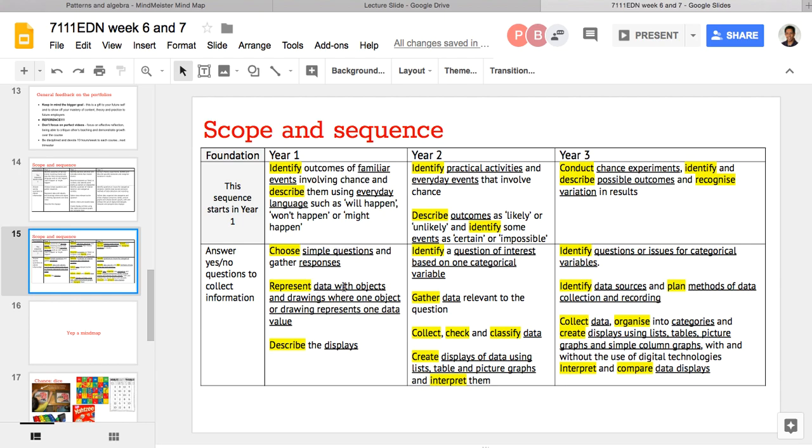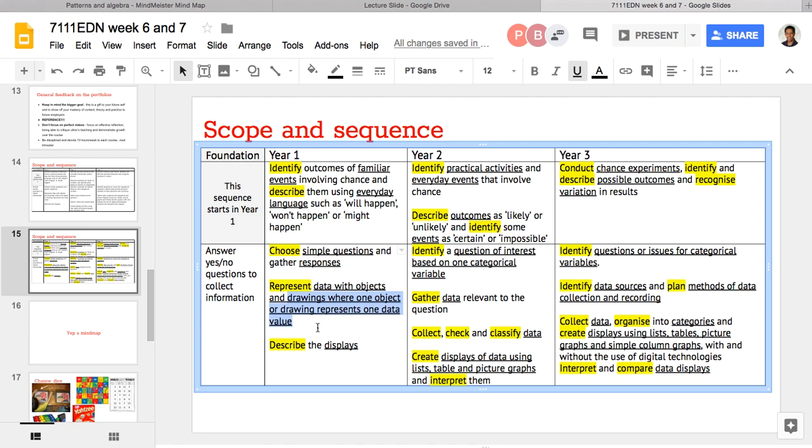Then what students are doing is representing that data with objects or drawings. Now, this is an important point. Drawings where one object or drawing represents one data value. Now, in many words, that is describing a picture graph. Okay? So that is one of the quiz questions that you'll have this week. If you haven't already done so, that's what it's getting at. That's why that begins in Year 1, and it's actually then explicitly labelled in Year 2.